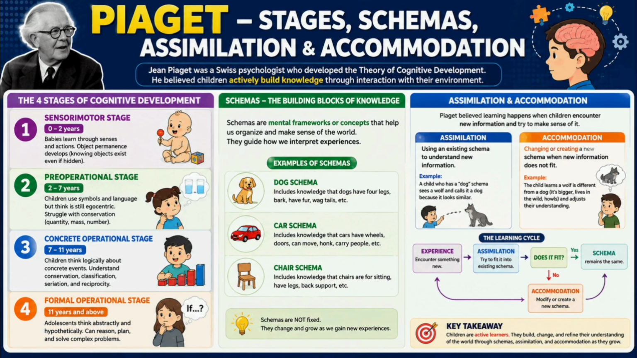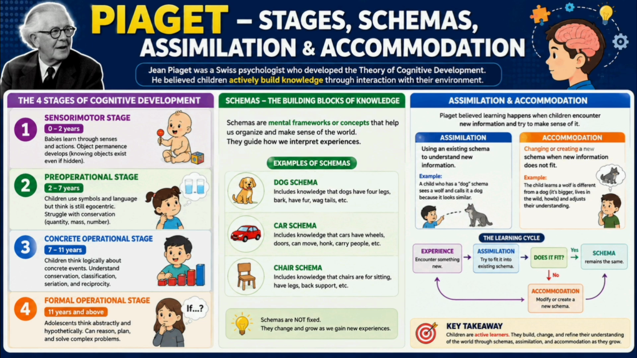Lack of conservation. Children at this stage generally struggle with the concept of conservation. Conservation means understanding that quantity remains the same even when its appearance changes. For example, if the same amount of water is transferred from the short glass to a tall glass, a child may think that the tall glass contains more water. Egocentrism, centration, and lack of conservation are important characteristics of the pre-operational stage.